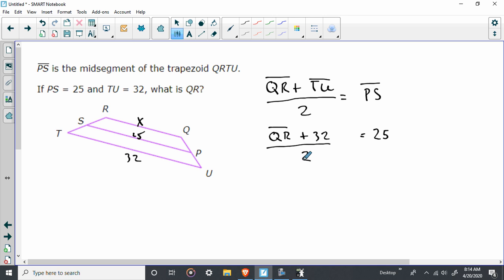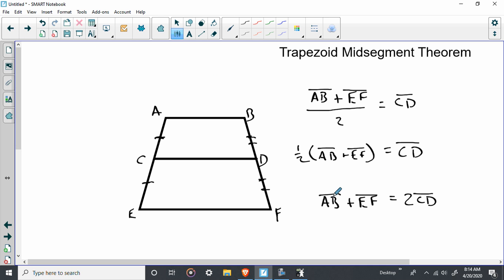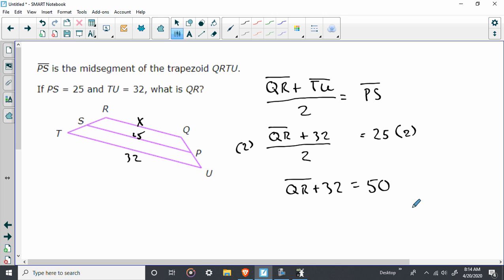Now, before you go and start dividing by 2 over here, do yourself a favor. I'm going to multiply this side by 2, and I'm going to multiply this side by 2, right? So let's get rid of the fraction. We'll say QR plus 32 is equal to 50. Again, if you're more comfortable just setting it up like this, you can just set it up like this right from the get-go if you'd like. Okay. Again, now pretty straightforward. Let's subtract 32 from both sides. I'll find out that QR is equal to 18.